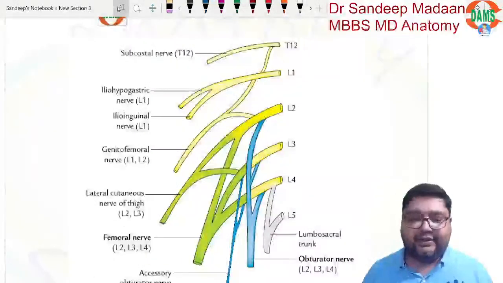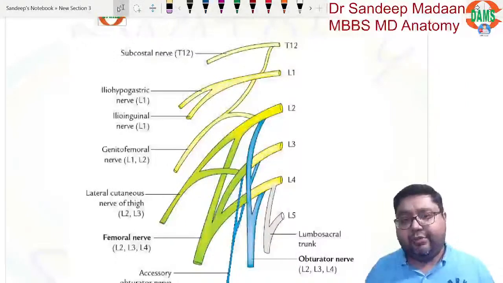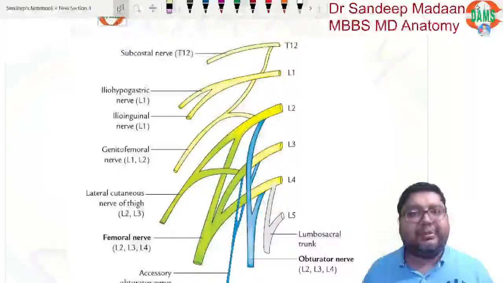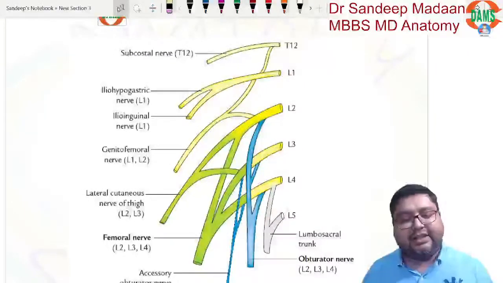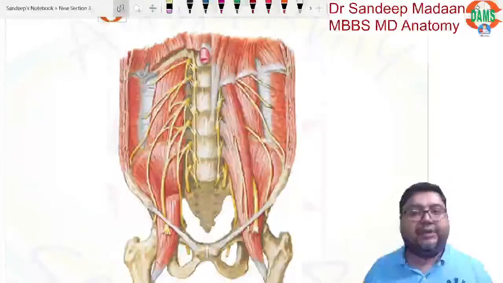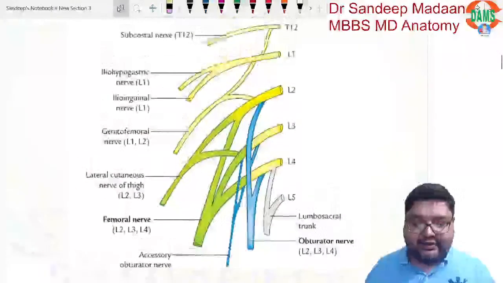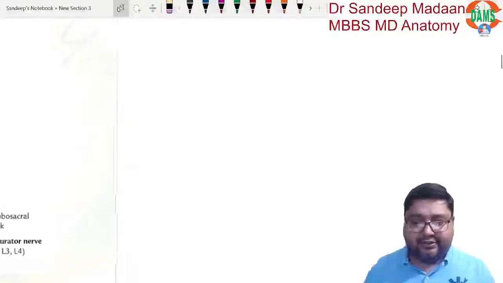So let us first start with the lumbar plexus itself. And we will now write the mnemonic to remember the names of the lumbar plexus branches. After that, I will show you all the branches in this diagram. We will come back to this diagram again. And after that, we will start with the front of the thigh. So let us now start, and we'll make this lumbar plexus.